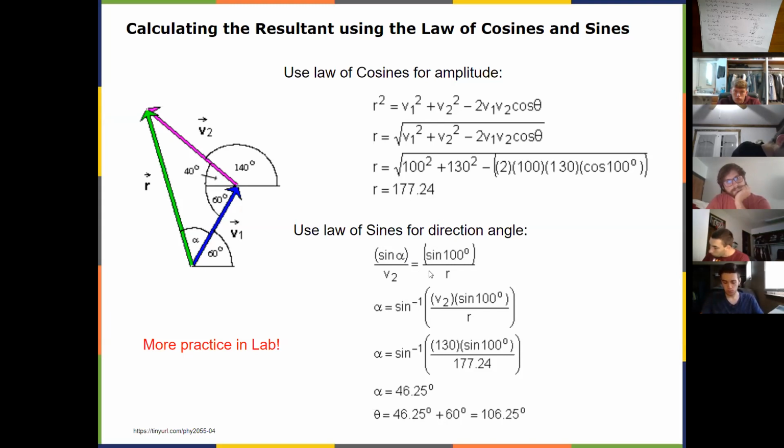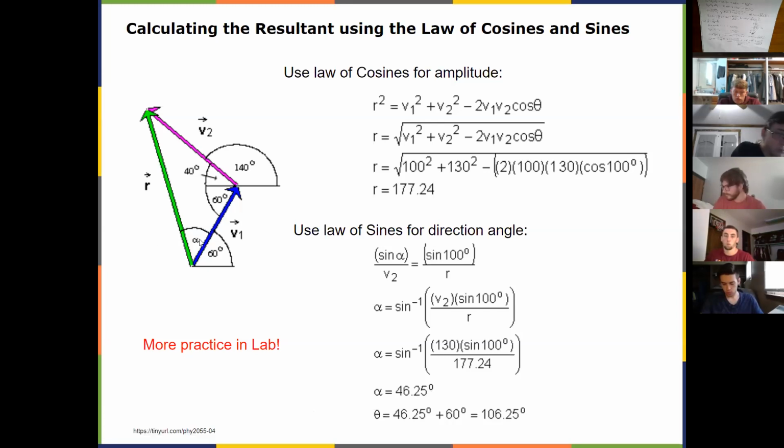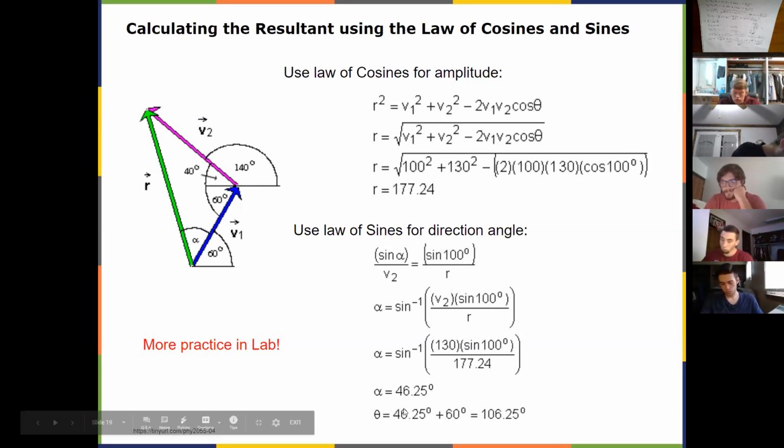So a couple of steps of algebra here, but it's doable, okay? So you can solve for alpha, which gives you 46.25 degrees there. This alpha is 46.25 degrees. All right, then the directional angle for the resultant vector with respect to the horizontal should be this alpha plus the 60. Okay, so 46.25 plus 60 will be the directional angle for r. Okay, so 106.25 degrees.